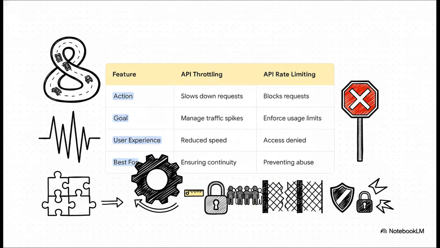And this is where you really see the trade-off in black and white. It all boils down to this. Throttling prioritizes service availability. It slows things down to keep the lights on for everybody. Rate limiting, on the other hand, prioritizes resource protection. It puts up a wall to stop any one user from sinking the whole ship.